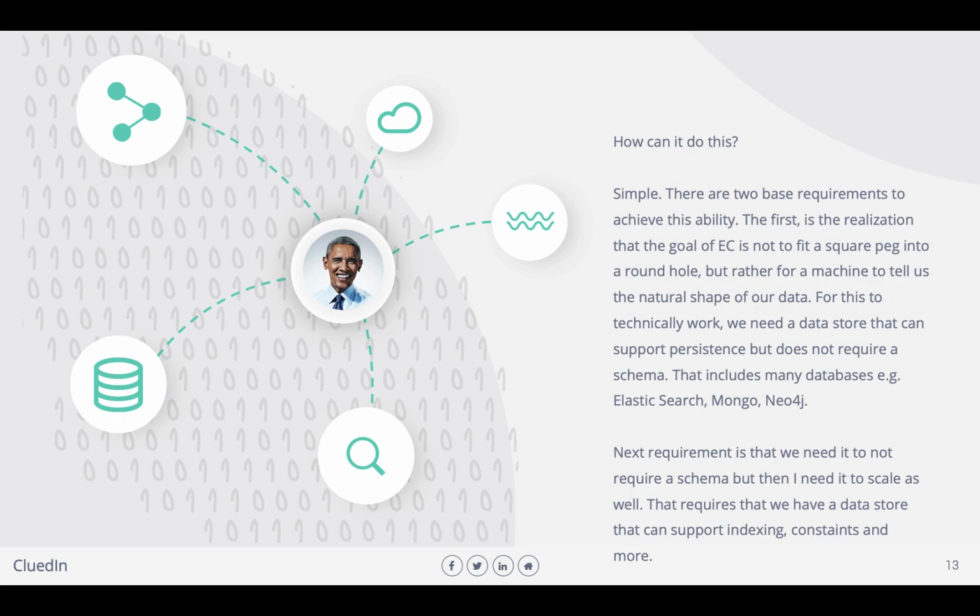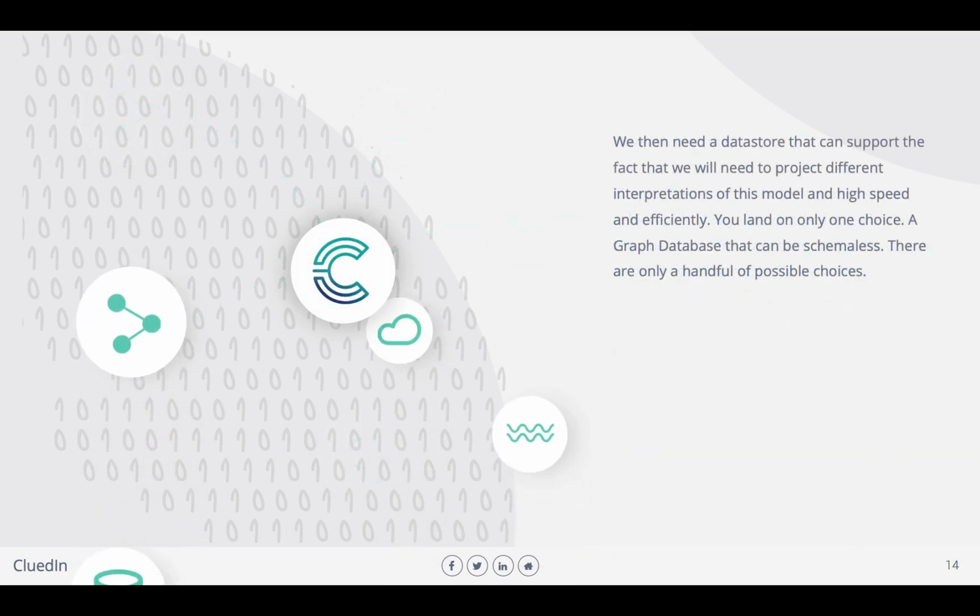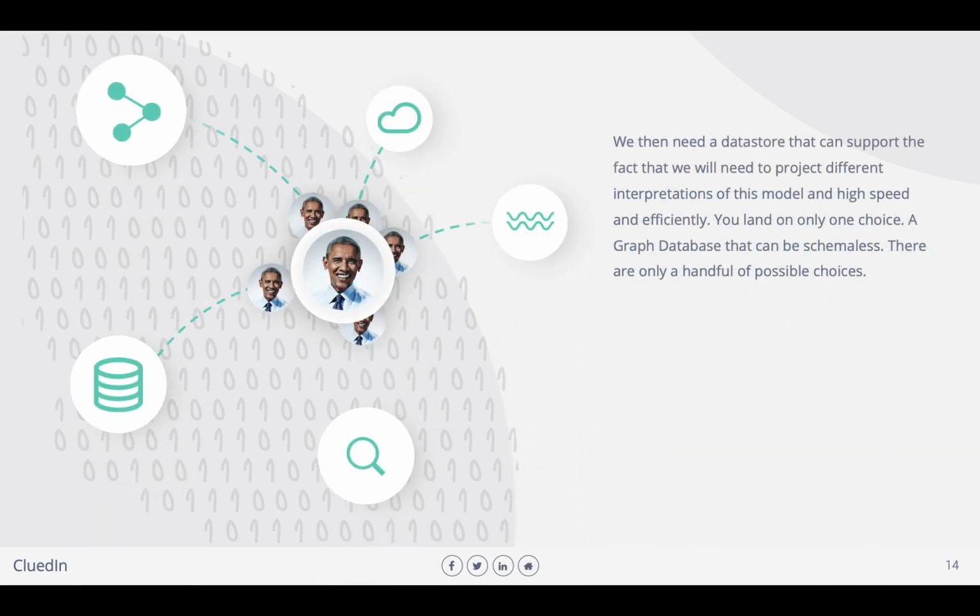So I still have many different options available to solve this challenge. Finally, we need a data store that can support the fact that we will need to project interpretations of this inferred model at high speed and efficiently. And let me describe that another way.